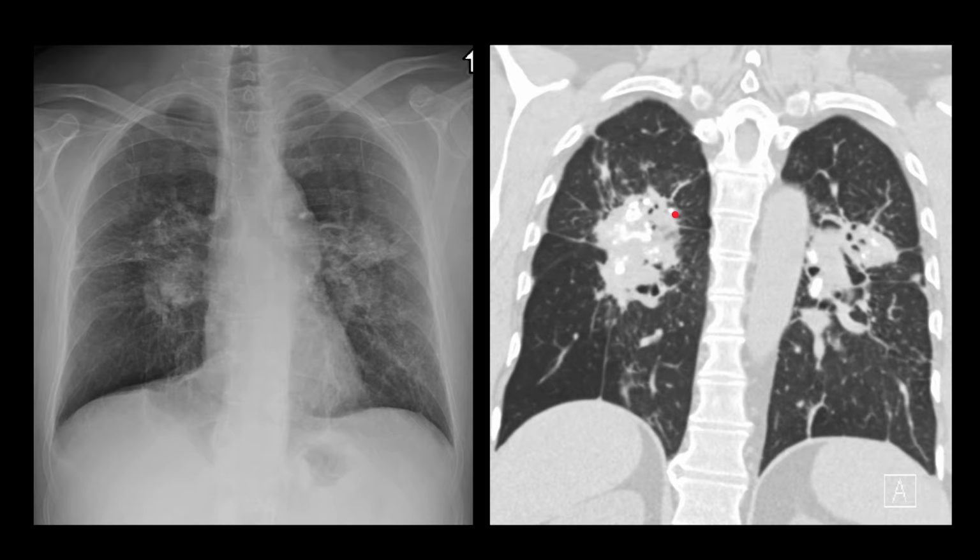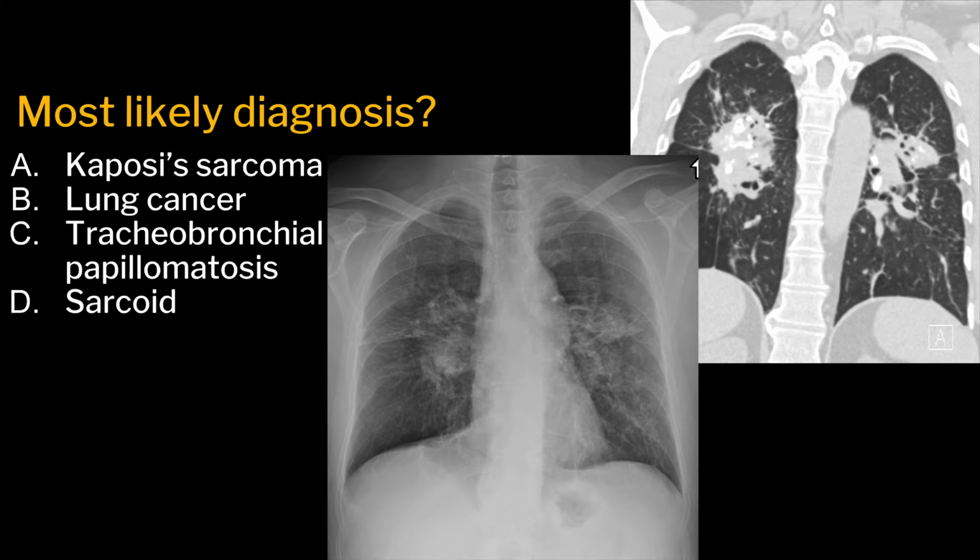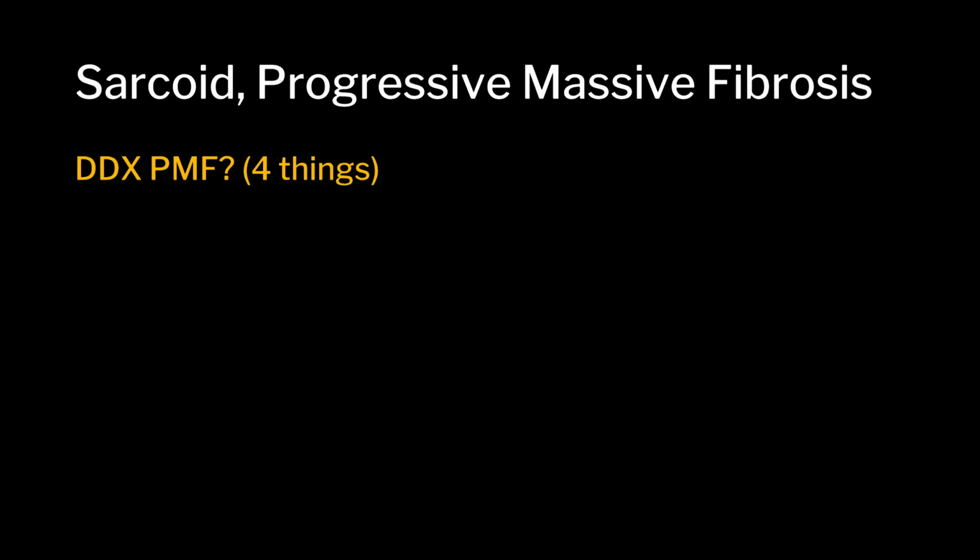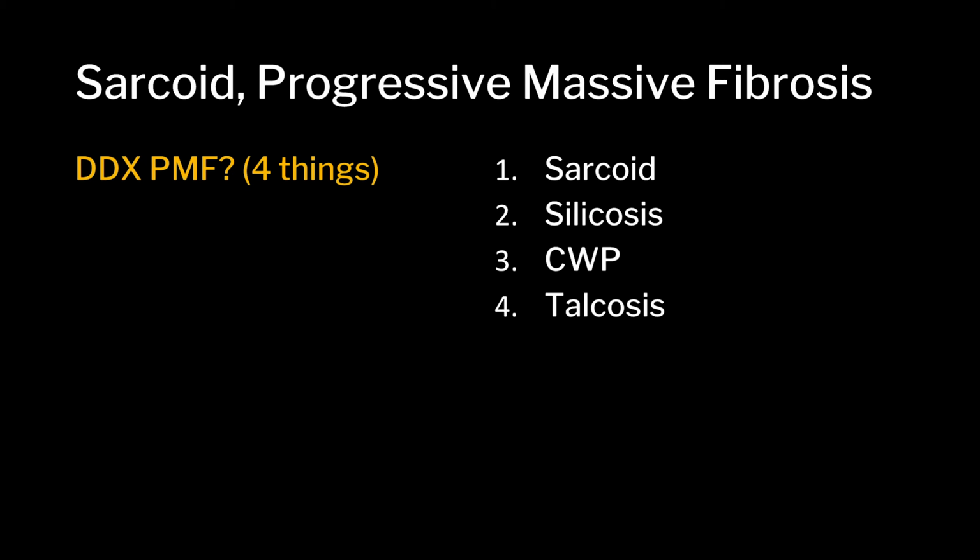So the answer to this one is sarcoid, and what we're looking at is a specific form of sarcoid called progressive massive fibrosis. So the differential for progressive massive fibrosis includes four things: sarcoid, silicosis, coal workers pneumoconiosis, and talcosis. Talcosis is probably the least common of those.